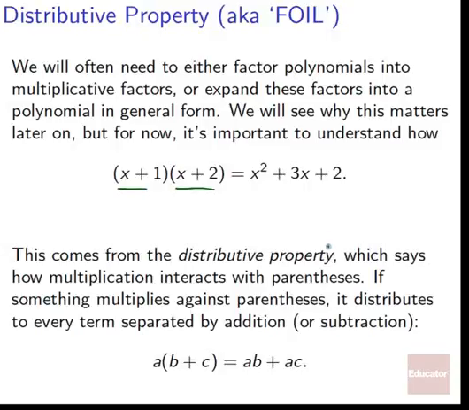The thing this comes from is the distributive property, which says how multiplication interacts with parentheses. If something multiplies against parentheses, it distributes to every term that's separated by addition or separated by subtraction. For example, if we have a times b plus c, then the a gets distributed onto the b and the a gets distributed onto the c. So we get ab plus ac. So that's how distribution works. How does that connect to foiling things?